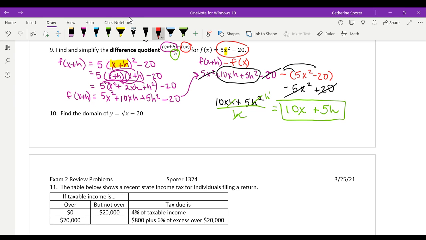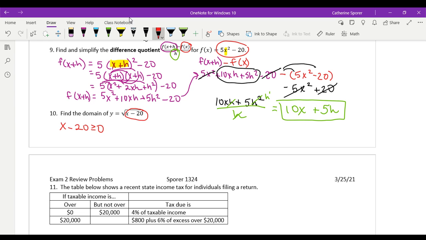Problem 10, find the domain of y equals square root of x minus 20. So when we talked about domains of square root functions, what needs to happen is that what's under the square root needs to be nonnegative. So we'd set up x minus 20 greater than or equal to 0 to make that number under the square root nonnegative. If that number under the square root ends up being negative, then we end up with an imaginary number or a non-real solution.